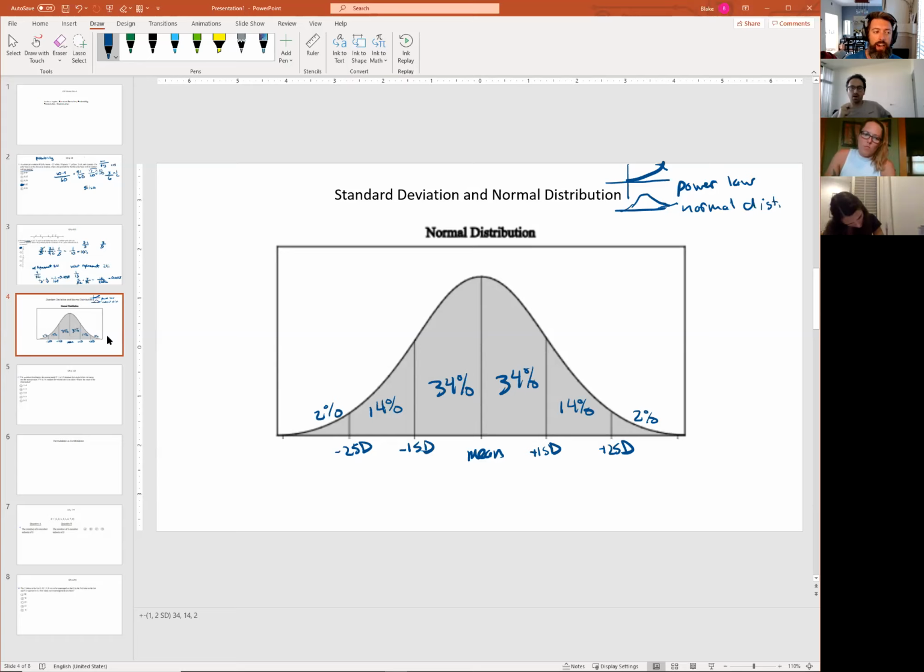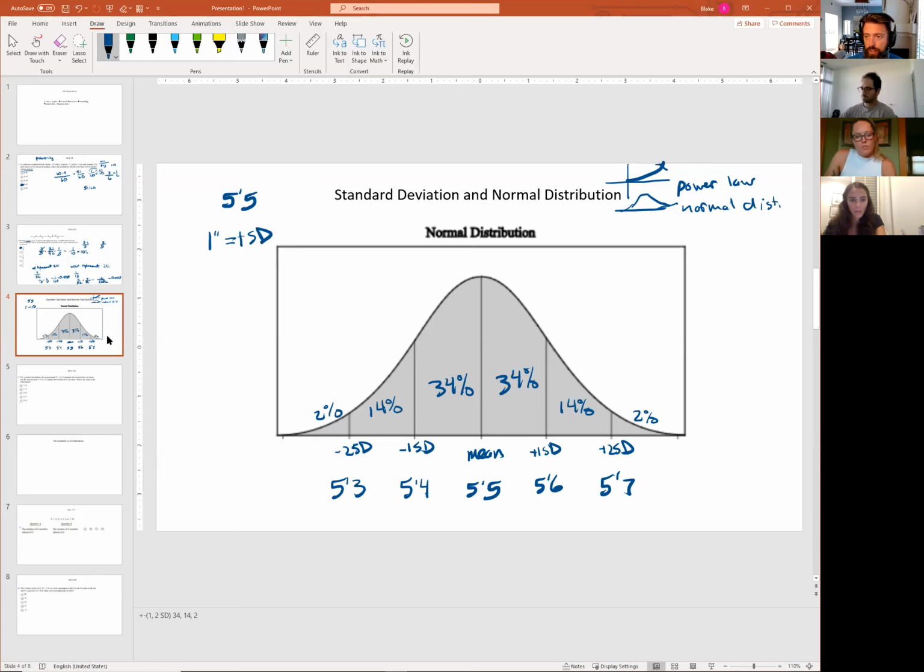So if we were to take, let's say, I think the average height for a woman in the United States is 5'5". So let's do this. So 5'5" is our mean. And I'm pretty sure this isn't true, but let's just say 1 inch is a standard deviation. So 1 inch equals 1 standard deviation, which means 5'6" is 1 standard deviation above the mean, 5'7" is 2 standard deviations above the mean, which also means 5'4" is 1 standard deviation below the mean, and 5'3" is 2 standard deviations below the mean.